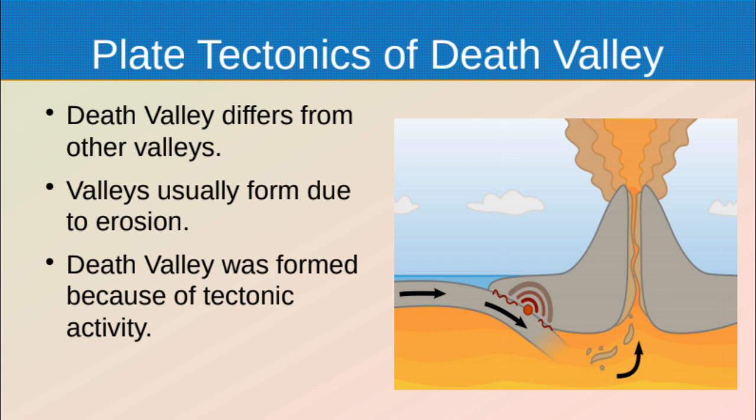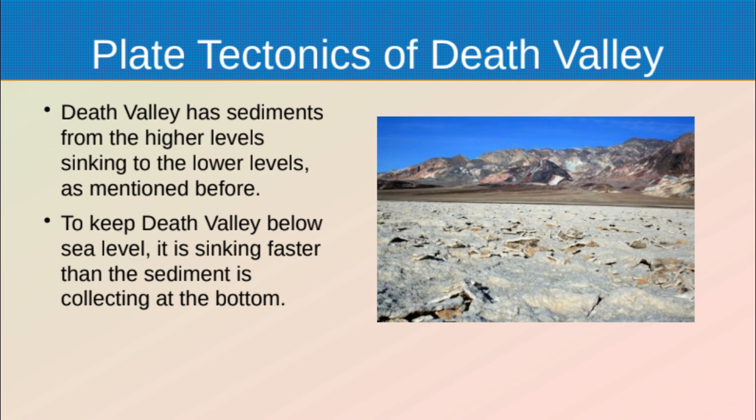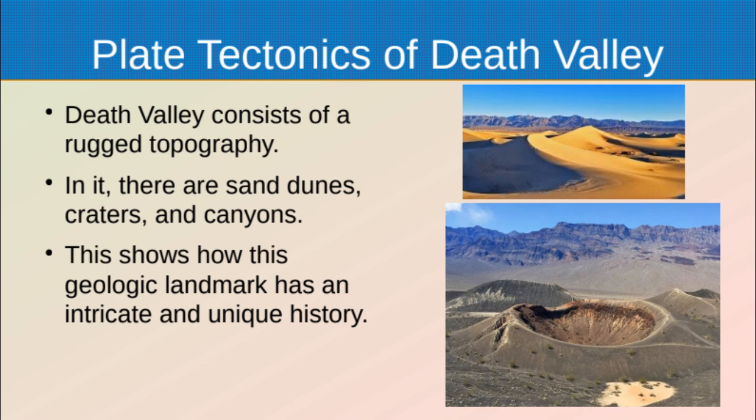Death Valley differs from other valleys. Valleys usually form due to erosion. However, Death Valley was formed because of tectonic activity. Death Valley has sediments from the higher levels sinking to the lower levels, as mentioned before. To keep Death Valley below sea level, it is sinking faster than the sediment is collecting. It consists of a rugged topography. In it, there are also sand dunes, craters, and canyons. This shows how this geologic landmark has an intricate and unique history.